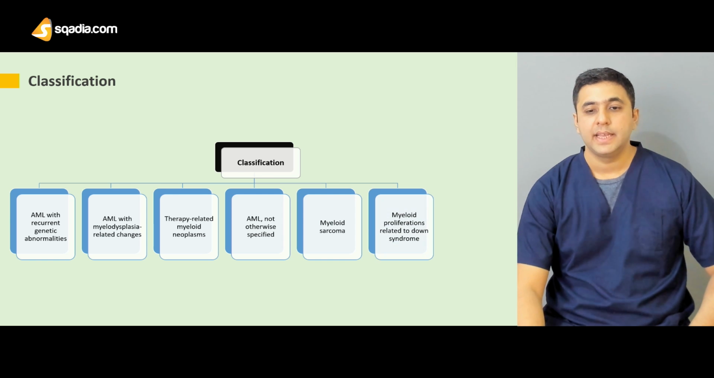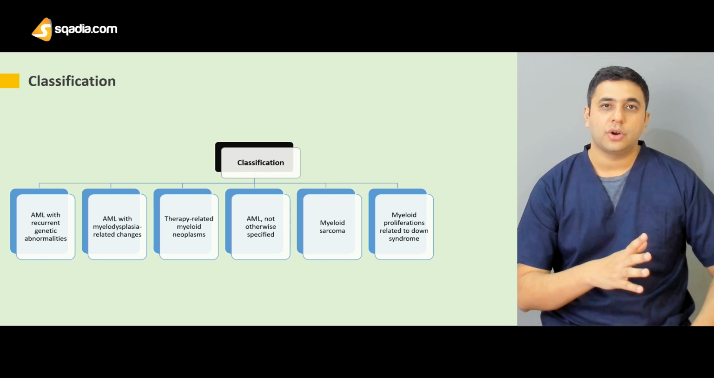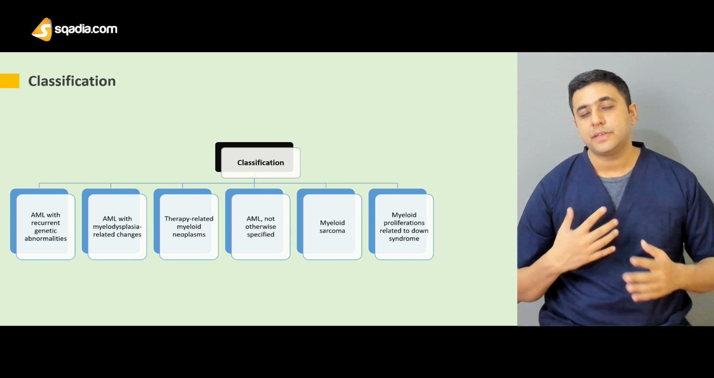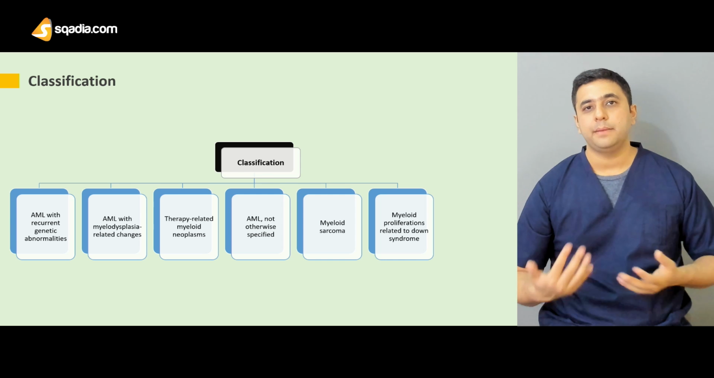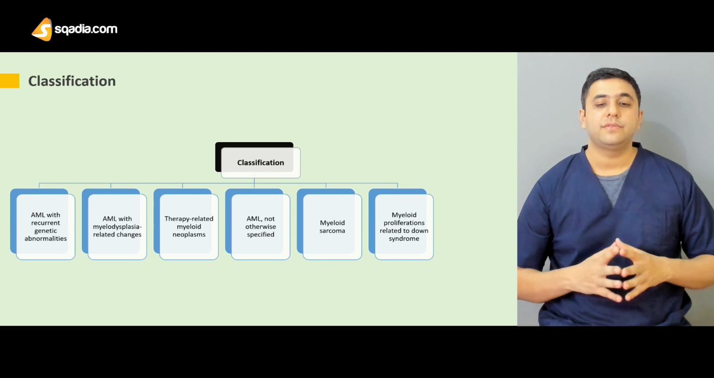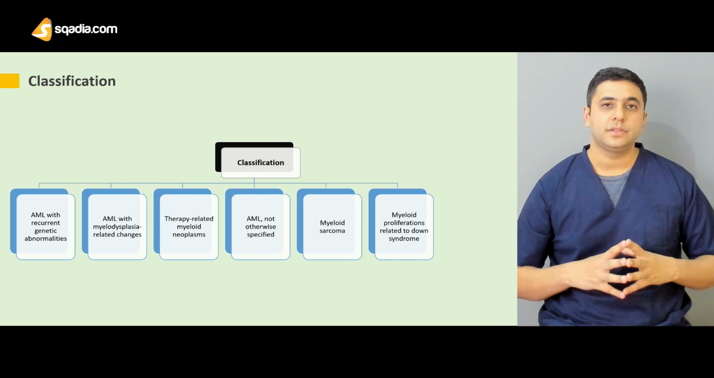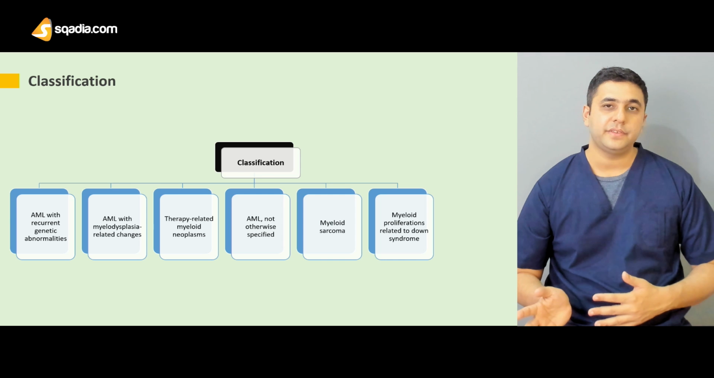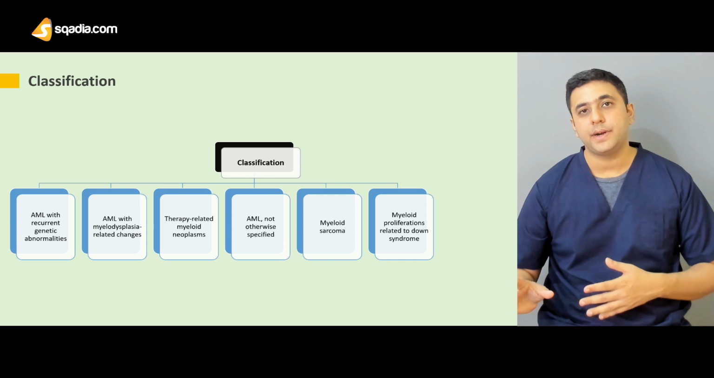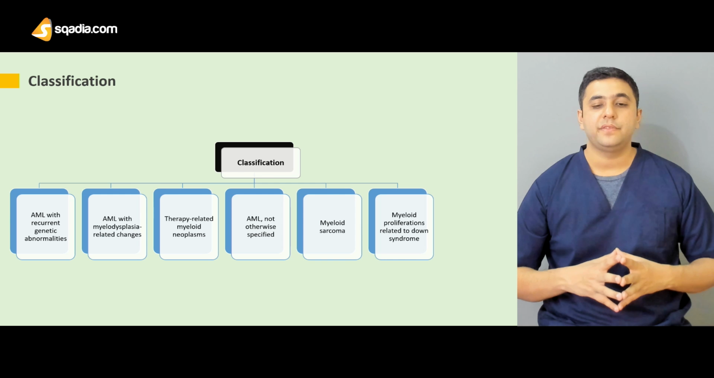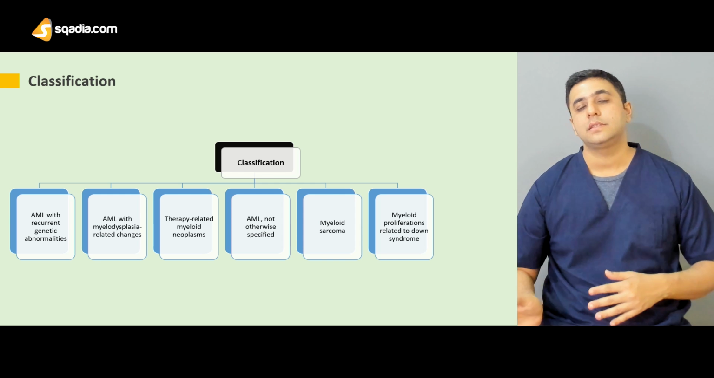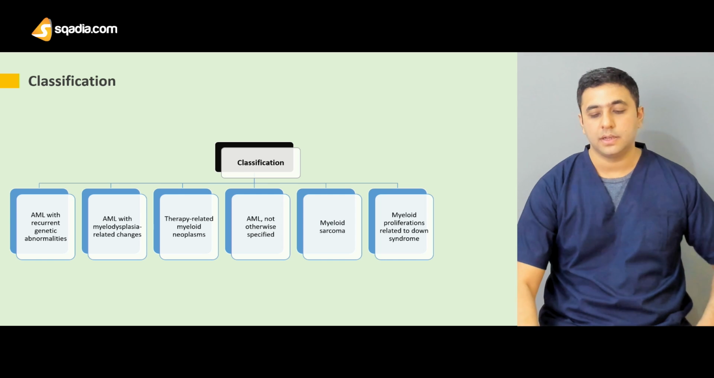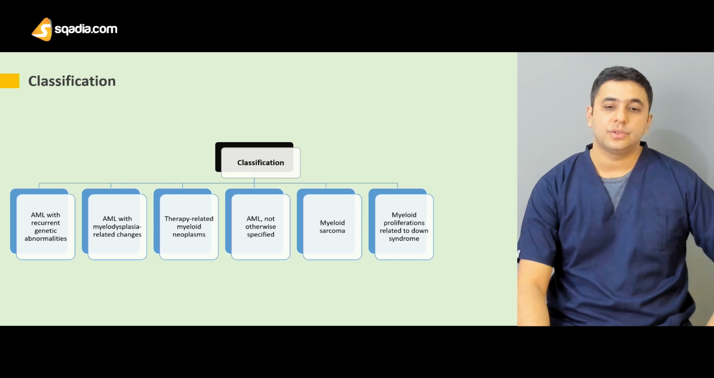And similarly, just as we talked about in the start with recurrent genetic abnormalities, Down syndrome patients have a very high likelihood of developing AML and also ALL. So even though it is one of the genetic abnormalities, we have given Down syndrome a separate classification. Myeloid proliferation related to Down syndrome is another subtype, and that includes all the disorders related to myeloid neoplasms arising in patients with Down syndrome.